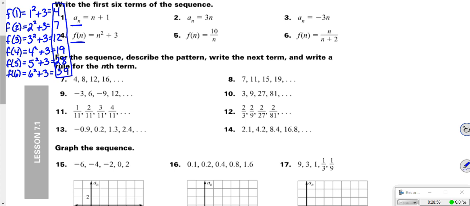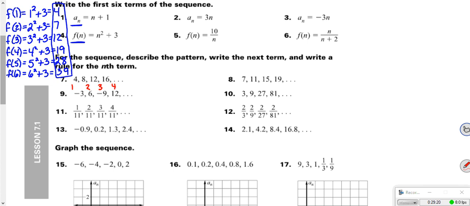So actually, let's look at number 9. Okay, so I am looking at number 9, and I'm asking myself, how do I use the number 1 to get to a negative 3? And then how do I use the number 2 and get to a 6? How do I use the number 3 and get to a negative 9? How do I use the number 4 and get to a 12?